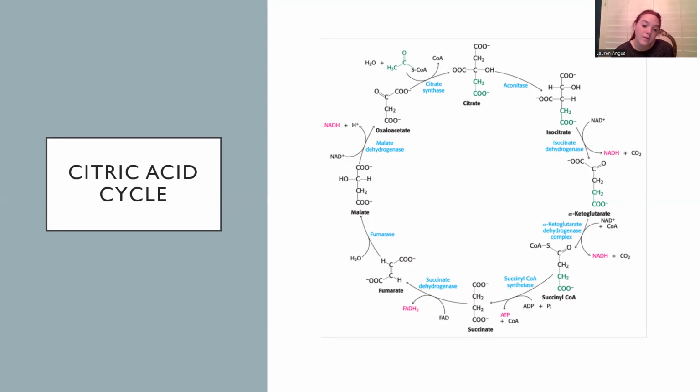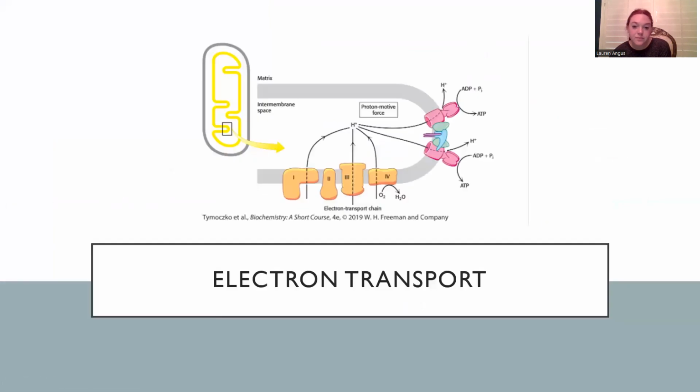And then the next step is the succinate to the fumarate. With the enzyme succinate dehydrogenase, FADH2 is produced, and then go all the way up to the top between malate and oxaloacetate. It'll use the enzyme malate dehydrogenase, and it'll yield another NADH molecule. So yeah, a lot going on in the citric acid cycle.